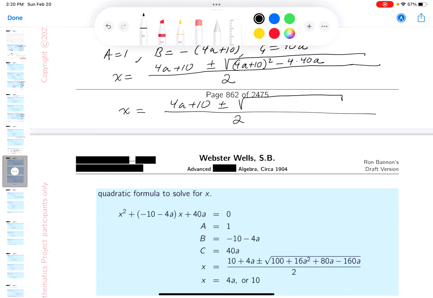And you're going to get, let's see, 16a squared. And then you get 40 and 40, which is 80a plus 100 minus 160a. All right? These are generally going to work out pretty nicely. And x is going to be equal to, there's going to be a 2. This will be 4a plus 10 plus or minus.